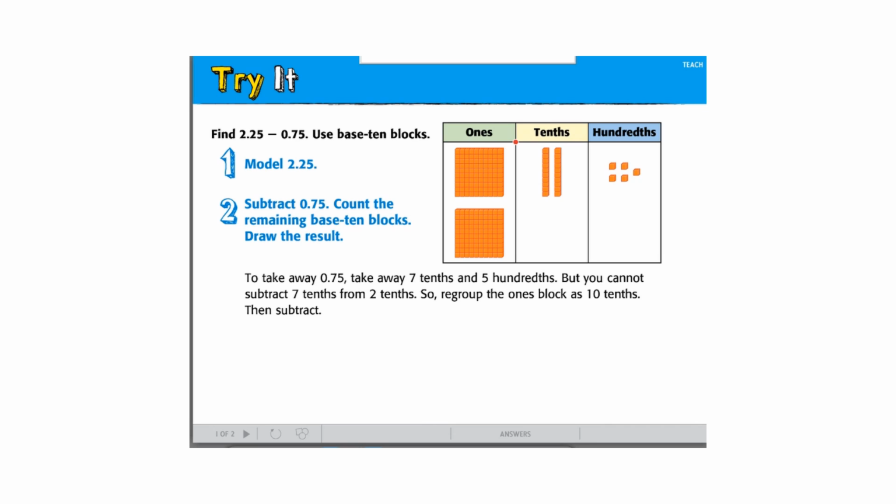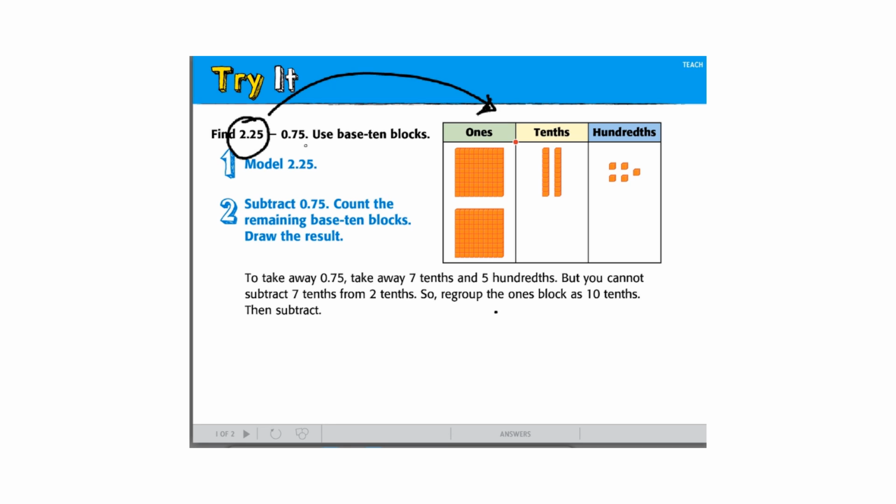So here's your try it model. You have 2 and 25 hundredths minus 75 hundredths. So this number right here is our first number in our subtraction problem, and that is what is illustrated here by the model, okay? Nod your head if you get that that's where we got all the orange models there. It came from the first number. 2 ones, 2 tenths, and 5 hundredths. Do you see how we've drawn all of that?